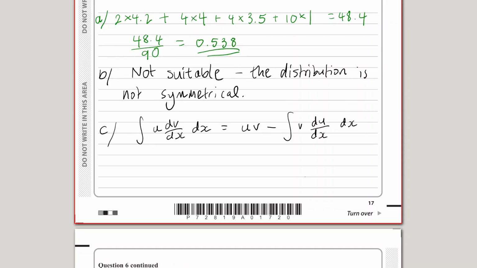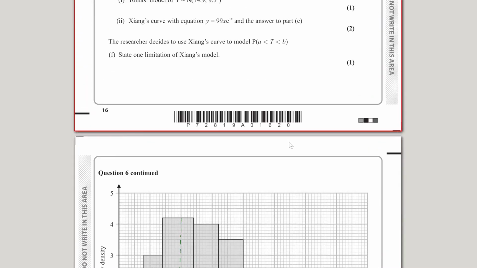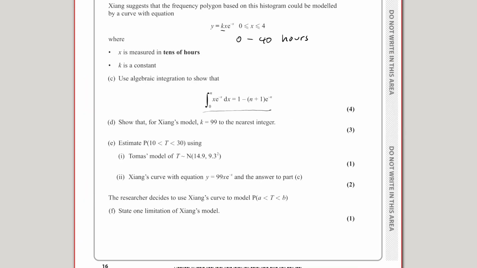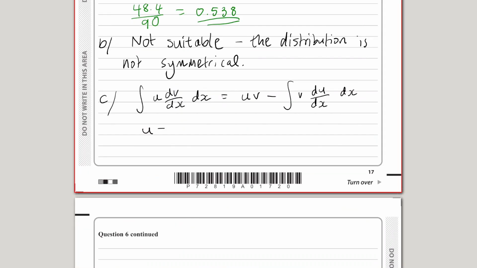So we pick one of our parts to be u and one to be dv dx. We're going to have u as x because when we differentiate it, it goes to 1. So u is x and dv dx is e to the power of negative x. That makes du dx 1. And it makes v the integral of e to the power of negative x.